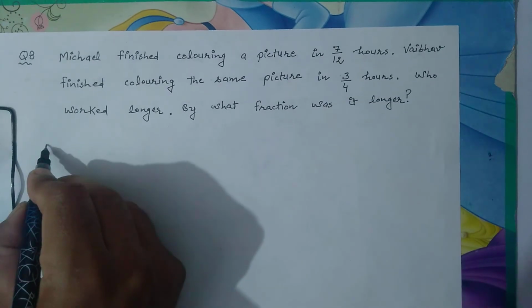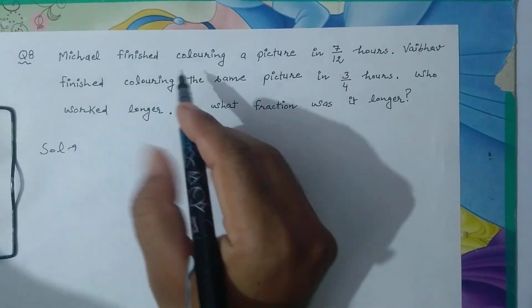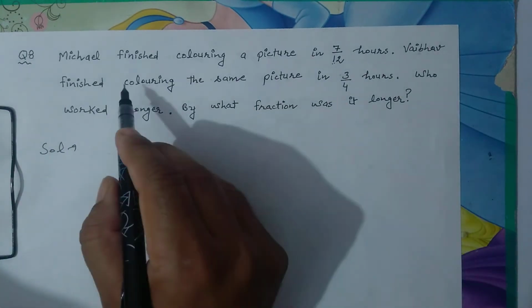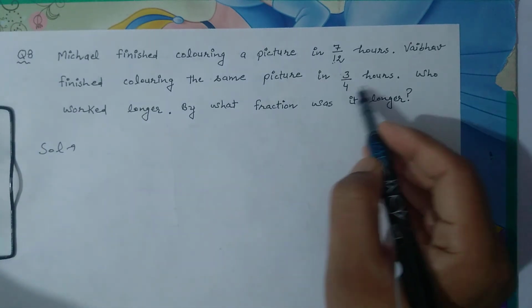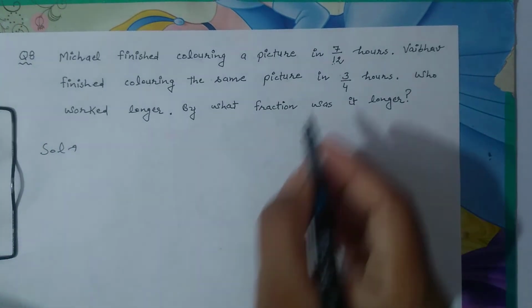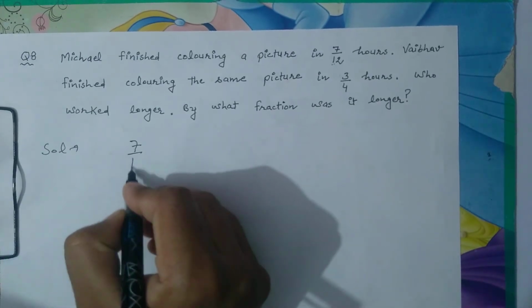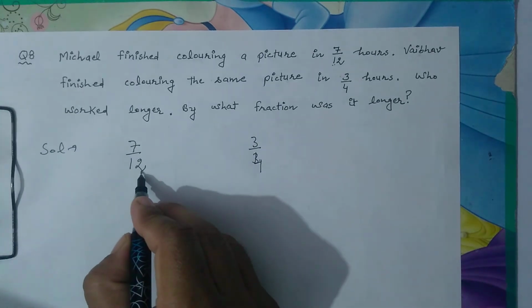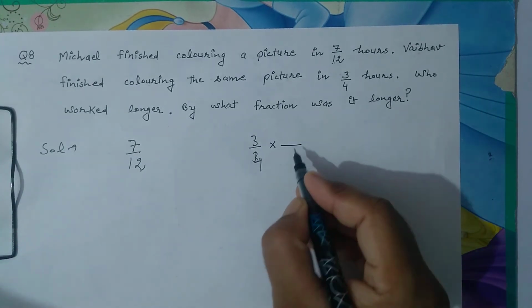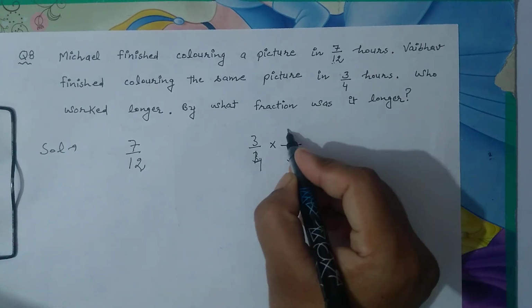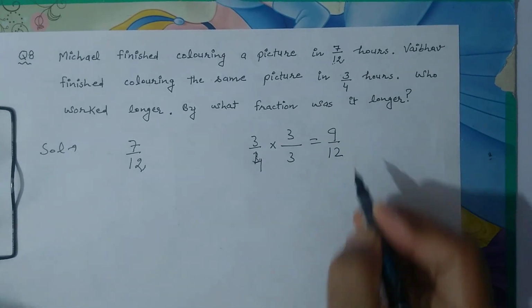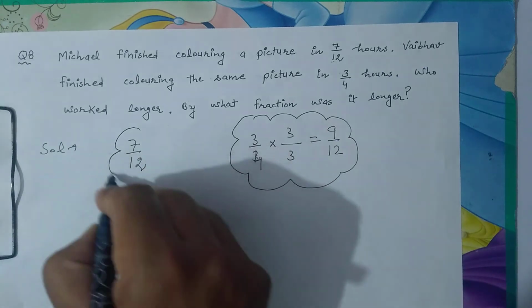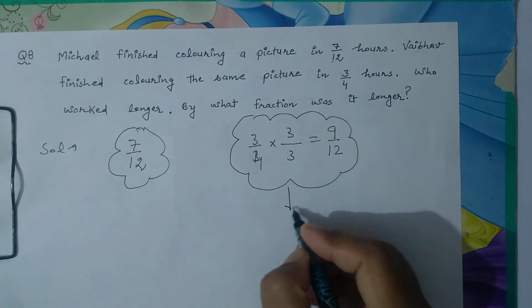Next question number 8. Michael finished coloring a picture in 7 upon 12 hours. Webber finished coloring the same picture in 3 upon 4 hours. Who worked longer? So first of all, this is 7 upon 12 and this is 3 upon 4. Making the denominator the same, we multiply by 3, 3 into 3, so 9 upon 12. So which one is larger here? 9 upon 12 is larger.